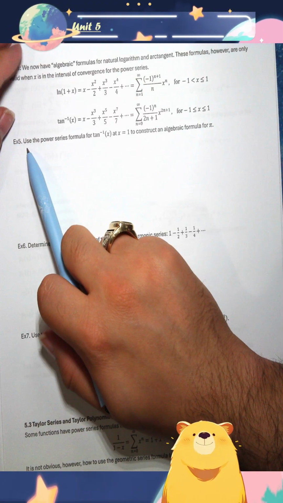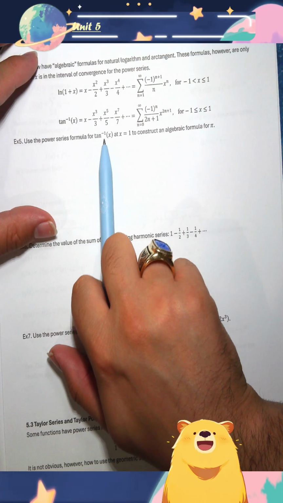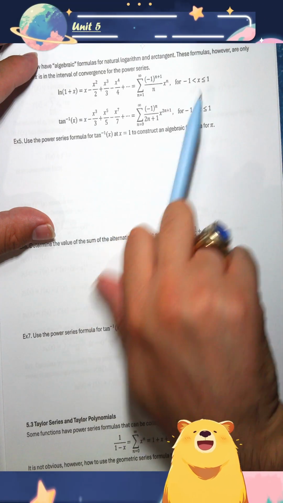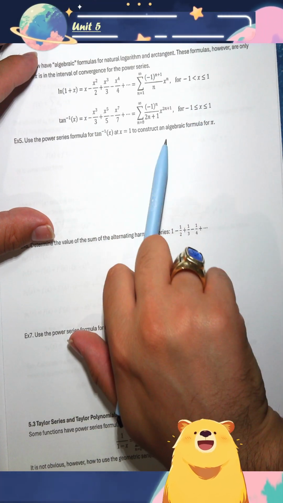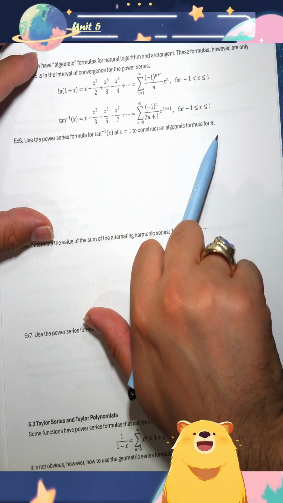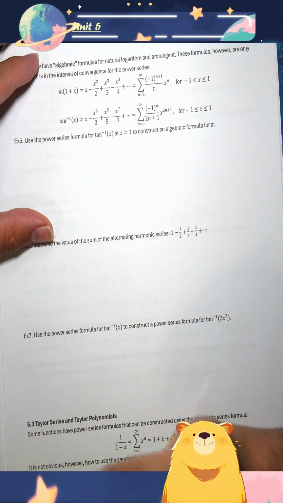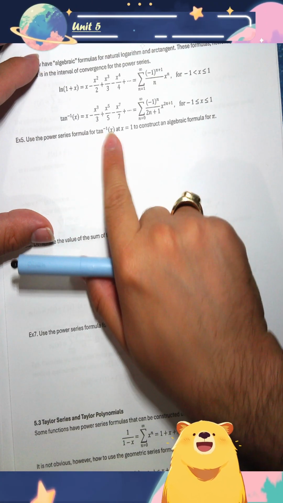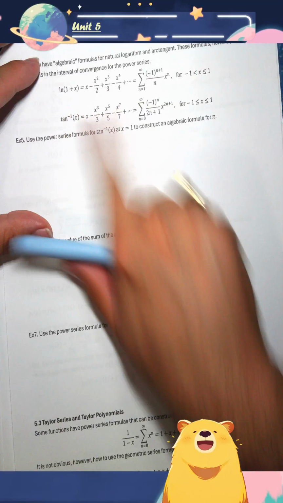So, it says, use the power series formula for tangent inverse of x at x equal to 1, which we are allowed to do, to construct an algebraic formula for pi. Okay, so this one's a bit weird, but it says because we can't really just find when this is equal to pi.